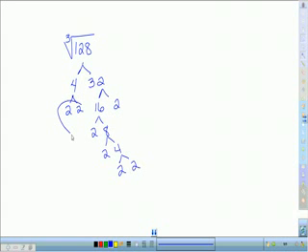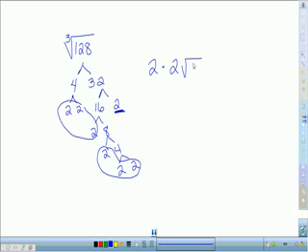So this time we're looking for groups of 3. So there's a group of 3 2's. There's a group of 3 2's. And then there's going to be 1 2 left over. So the first group of 2 gets out. The second group of 2 gets out. And we're left with a 2. And remember, this was a cube root. So 2 times 2 is 4. So it's 4 cube root of 2.